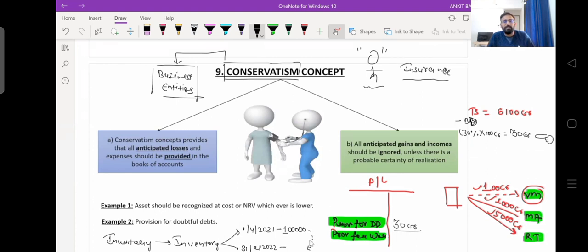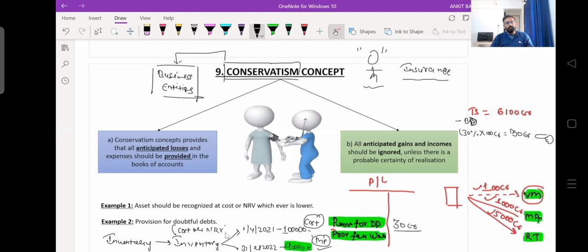You did not consume this raw material, and the whole of it is with you at the end of the year. At that time, the market price of this raw material is 90,000 rupees. Now, when you prepare the trading account, by what amount will you record your closing stock? The inventory accounting standard says you have to record your raw material at 90,000 rupees. Why? Just because the market price is lesser than cost. If the market price is lesser than cost, you record your asset at NRV or market price. Here the market price is 90,000.